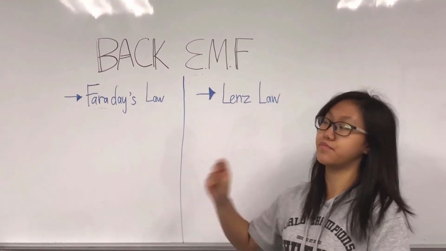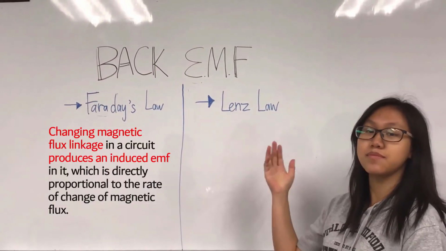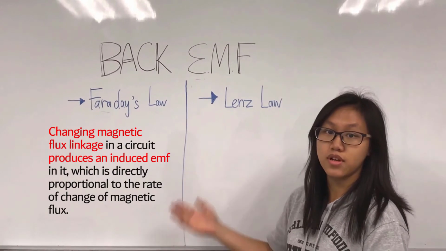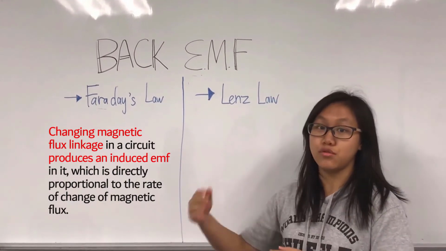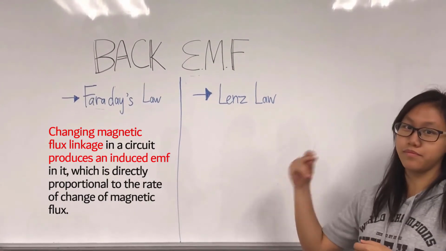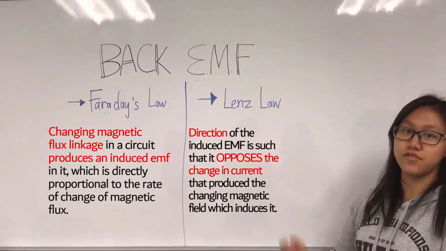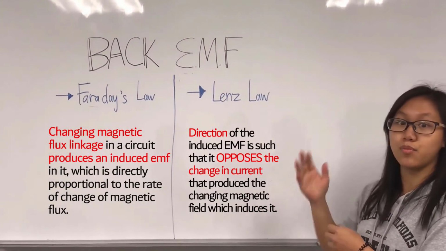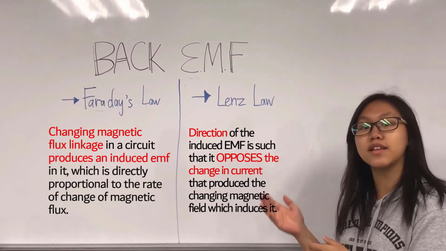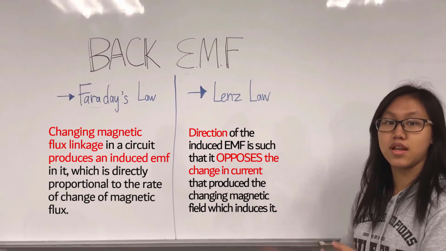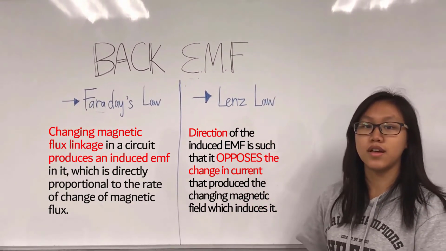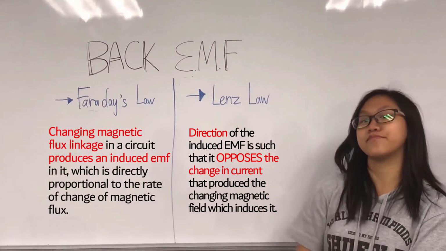First, Faraday's law states that the changing magnetic flux linkage in a circuit produces an induced E.M.F., which is directly proportional to the rate of change of magnetic flux. Next, Lenz's law: the direction of the induced E.M.F. is such that it opposes the change in current that produces the changing magnetic field which induces it. Basically, the induced EMF will oppose the original EMF which led it to be induced.